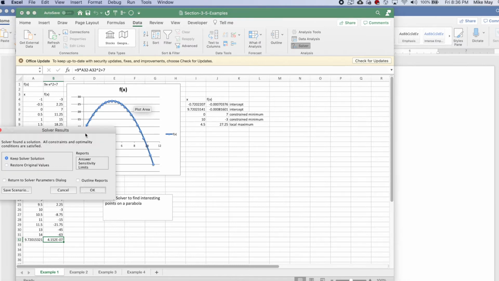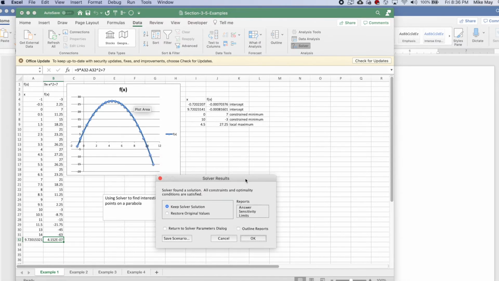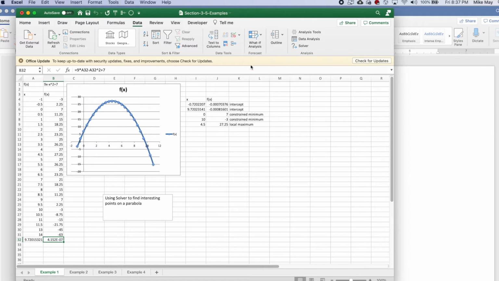It takes a second and says it found an answer. It found an answer of 9.7, and so it had started at 10 and it went to 9.7, and there we have a 0. I want the other root, so I'm going to say that's okay.